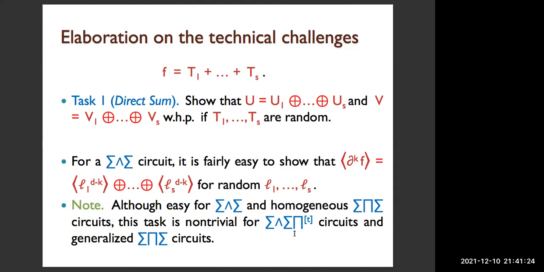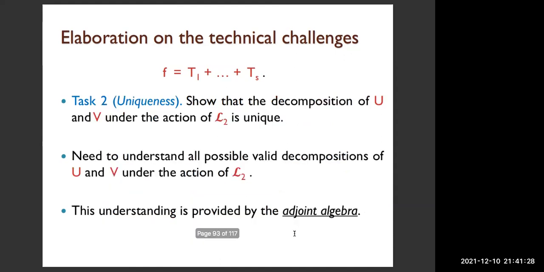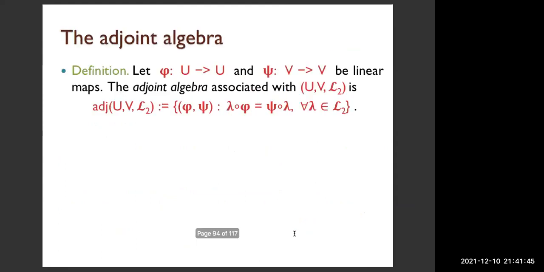So I wanted to touch upon only task 2 because this is conceptually more interesting than the other steps. Task 2 is the uniqueness part. I want to show uniqueness of U1 through US in this split. How do I do this? There is a very nice handle to it. It's called the adjoint algebra. So let me just define it and tell you why it plays a crucial role in the analysis.